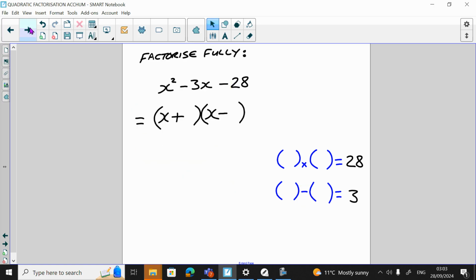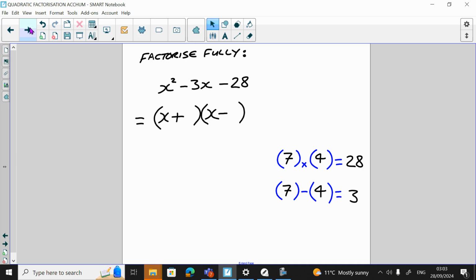Right. So give us two numbers that multiply to give you 28, and subtract to give you positive 3. Okay, you've done your times tables, you've done your little check calculations, and hopefully you've chosen 7 and 4 for both of them. It's fine.